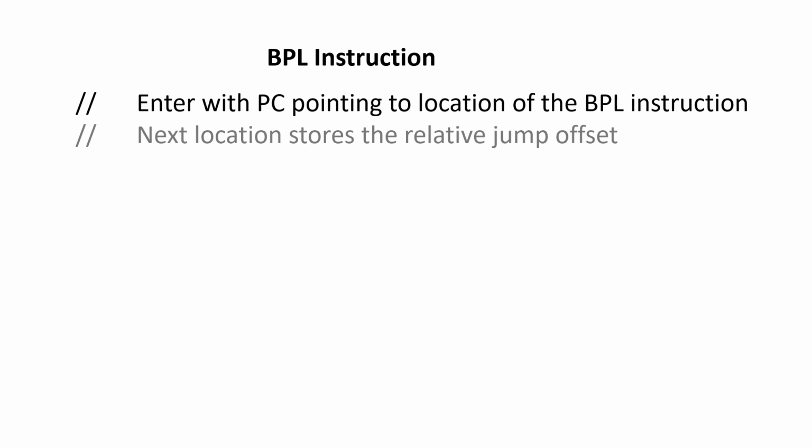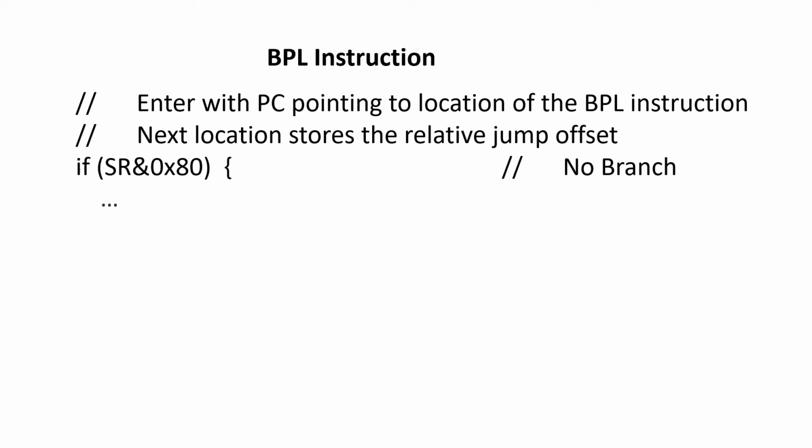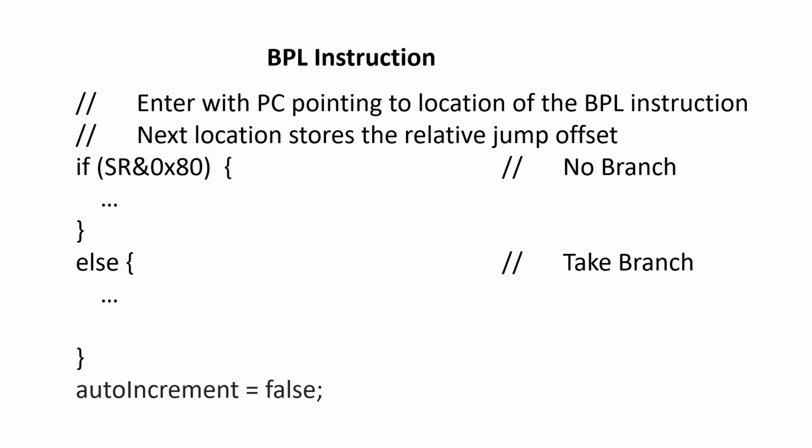Let's start with the BPL instruction and start with some code that represents what we want to do. First of all, we need to look at the status register and check to see whether bit 7 is set. If so, we don't take the branch and just go to the next instruction. But if bit 7 is clear, we want to take the branch. On exiting the branch code, I'll always make sure that the program counter points to the next instruction to be executed, whether the branch was taken or not. In this code, I'll set the auto increment to false, so it doesn't get incremented before the next fetch.